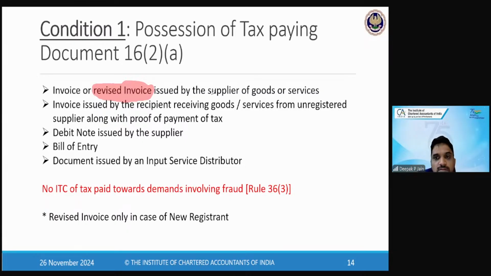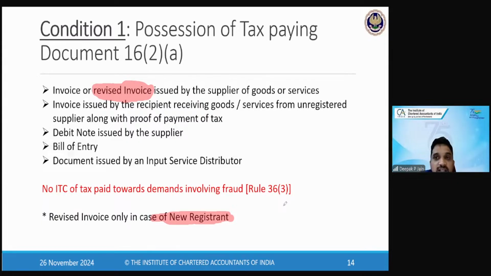No, you cannot. Only a debit note can be issued. Invoice cannot be revised. तो फिर ये revised invoice क्या है? Revised invoice is possible only in case of a newly registered person. When a person is registered and he is making a supply, he has applied for registration, but he has not given his GSTIN number because उसका registration नहीं आया है.